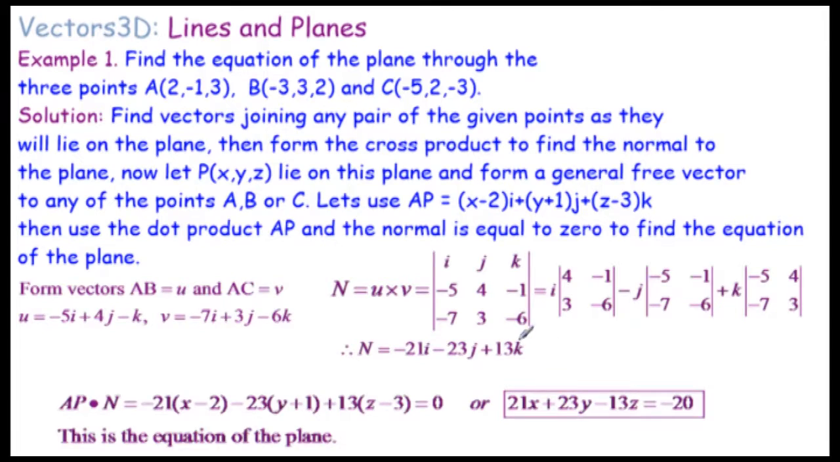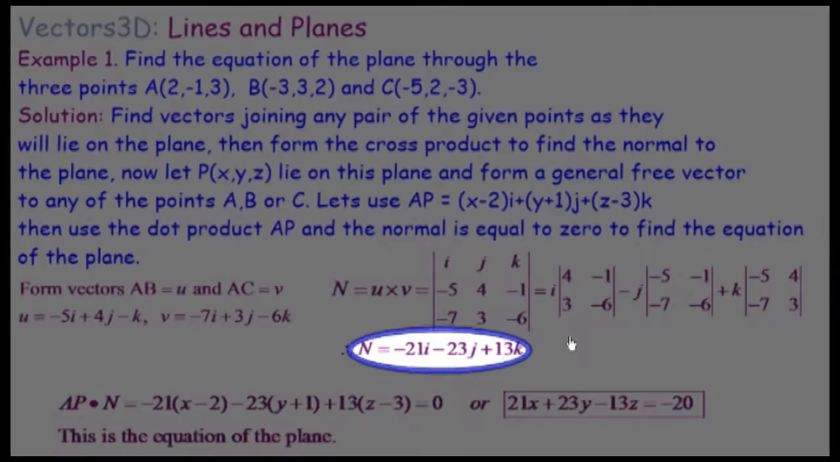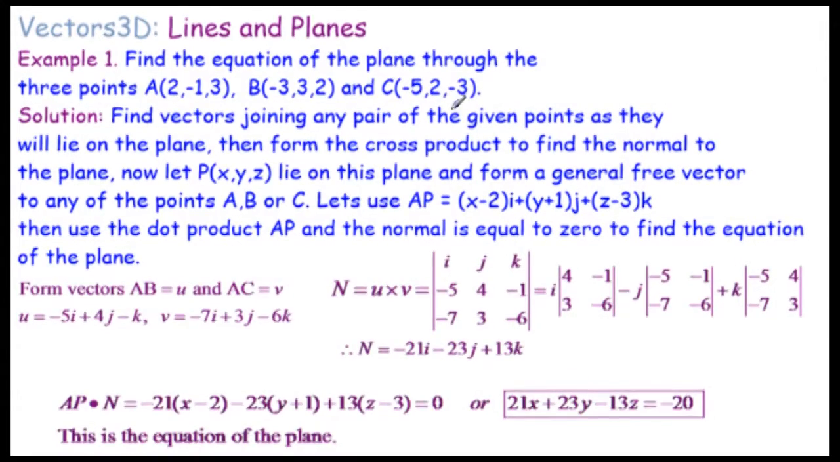So we now have the normal. This is actually fantastic. We have the normal because we're now going to use the dot product of this normal and a general vector on the plane. Now, how do we create a general vector on the plane? Well, we basically just pick A, B, or C, and then go to some arbitrary point X, Y, and Z. You can see here AP. I used the point A to the general point X, Y, and Z on the plane, and then we do the dot product of this general free vector with the normal.